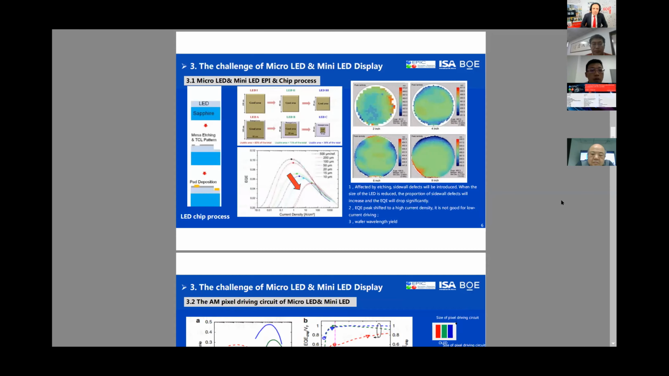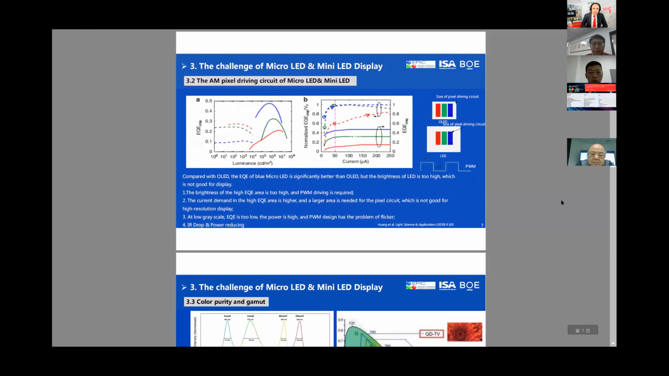And the third part is the challenges we are having while developing micro LED and mini LED display. First, in terms of the chip process, because of the unevenness of the etching, there is a sidewall issue. This issue really impacts the efficiency. While we are reducing the size of micro LED, the efficiency will be significantly reduced. Second, the EQE peak shifted to a high current density area. That is to say, this is not good for low current driving design.